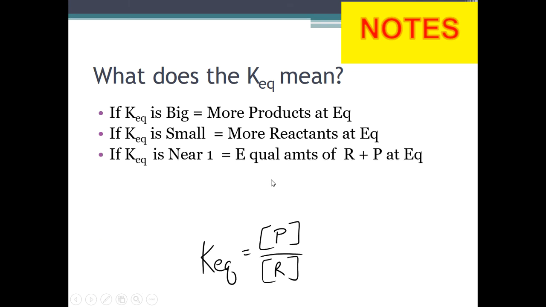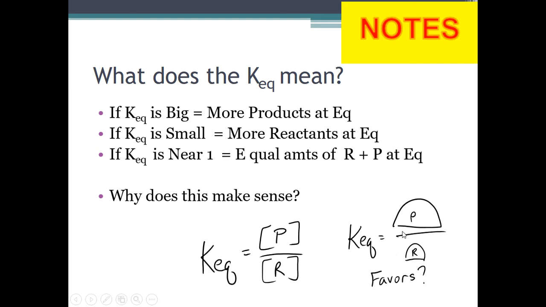If it is near 1 or at 1, which is pretty rare, that means that there are equal amounts of reactants and products at equilibrium. And if you think about this in terms of piles, it makes complete sense. If I have a bigger pile of products when they're making and breaking at the same rate, that tells me this reaction favors making products, and it would have a KEQ bigger than 1. Hey, that must be a downhill battle because it likes to make products, right? So you can figure out the energy diagrams too.